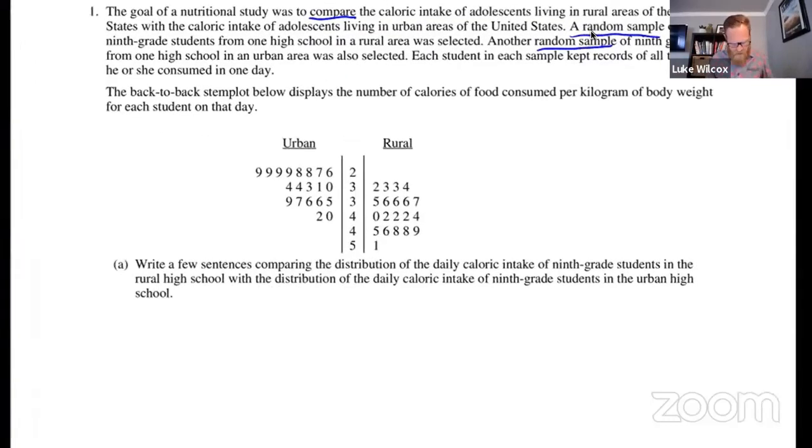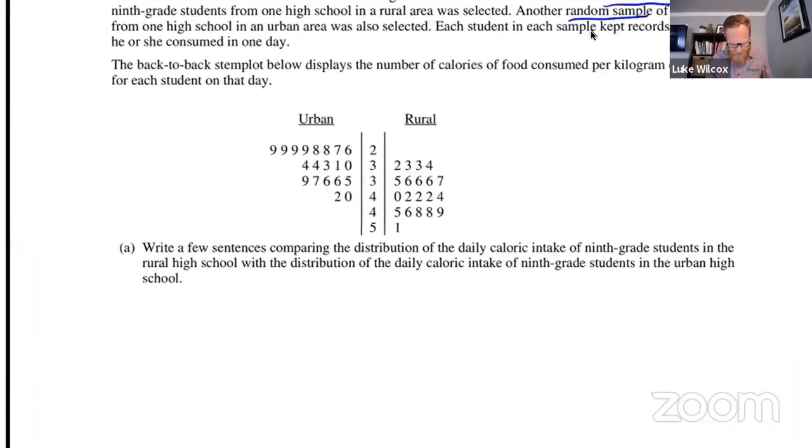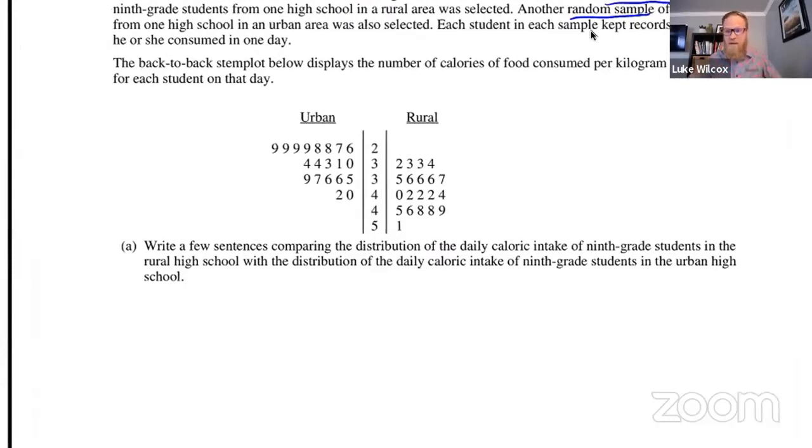The back-to-back stem plot below displays the number of calories of food consumed per kilogram of body weight for each student. Okay, so we've got this back-to-back stem plot here. And just to make sure we know what the stem plot represents, if we look at, say, this 3 and this 7, I'm going to give you a little bit of a key here: that 3 and 7 is telling me 37. So the number here is the tens, and the number that is the leaf is the ones number. So this represents 37 calories. And on the other side, well, look, there's a 37 calories on the other side as well.